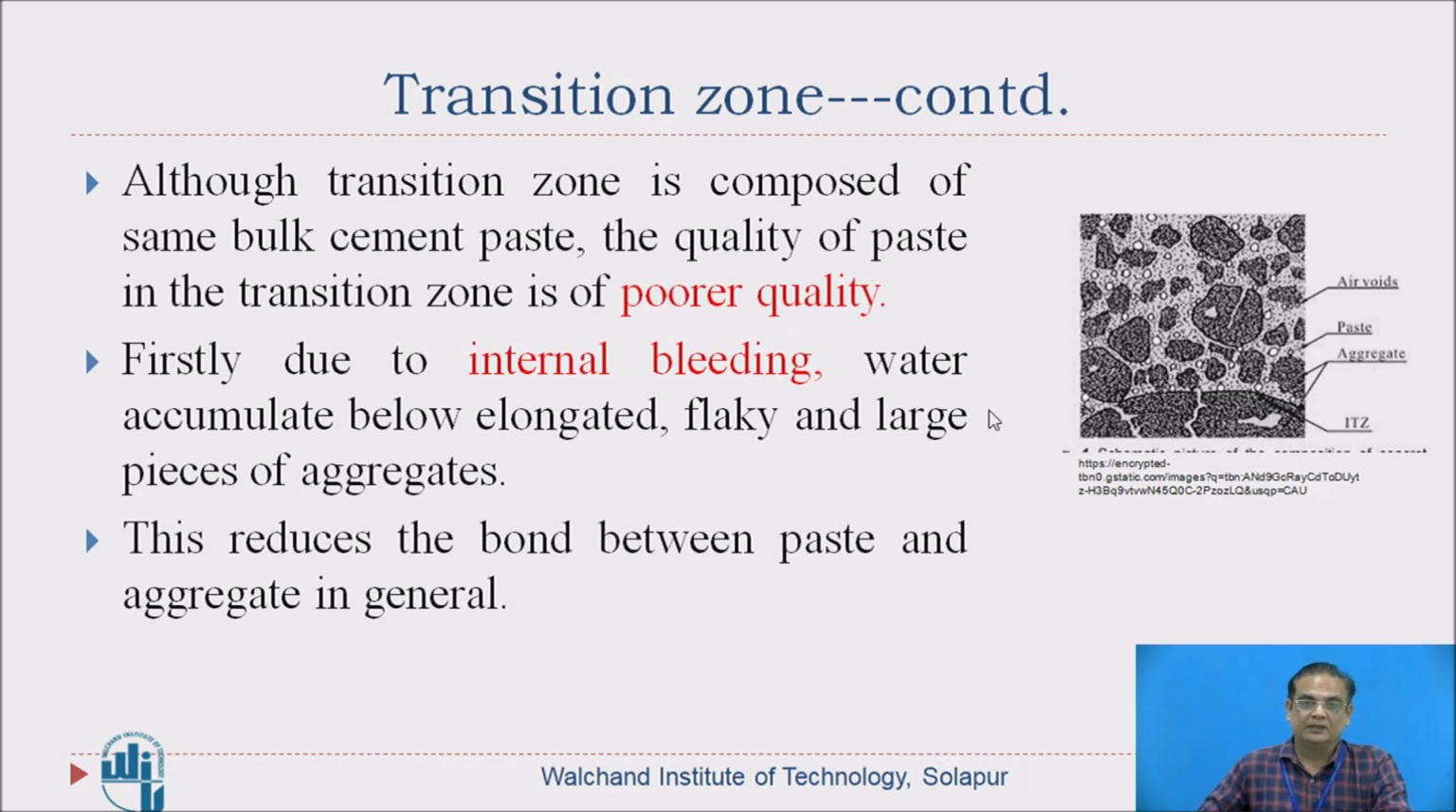Remember, in the image we can see the cement paste and aggregates. The area surrounding the aggregate is known as interfacial transition zone, ITZ. And here, due to the poorer quality of paste, you will see that this is the weakest portion and the bond between paste and the aggregate is less in this particular zone.